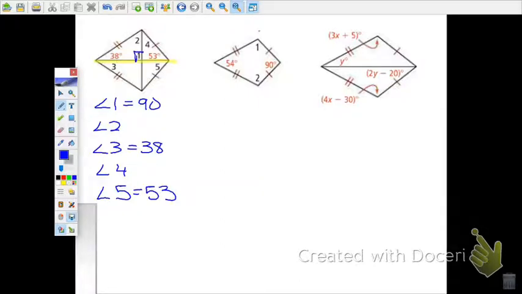Good. So for angle 2, we've got the triangle. We know 3 angles in a triangle add up to 180. So angle 2 is 52. We can do the same type of process to find angle 4. So how much is angle 4? 37.